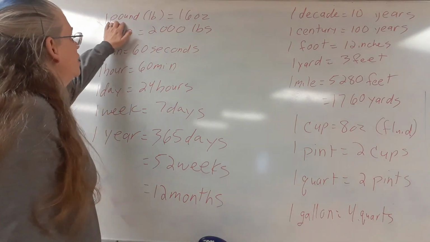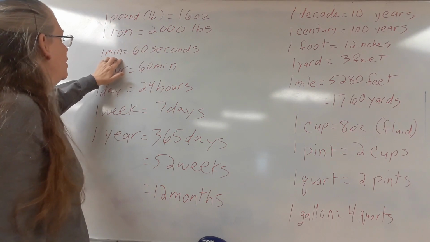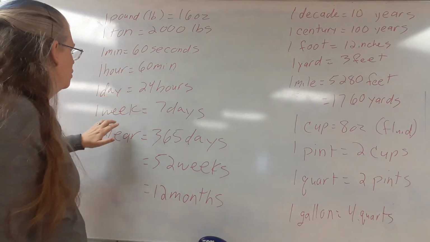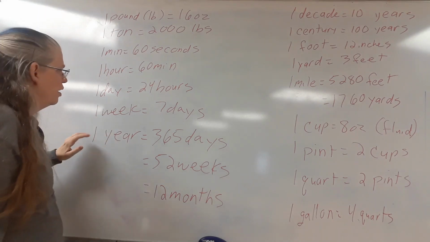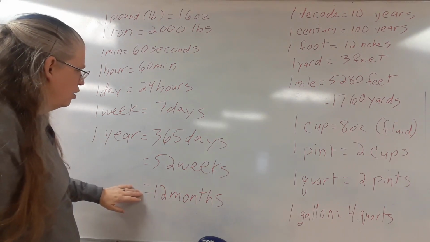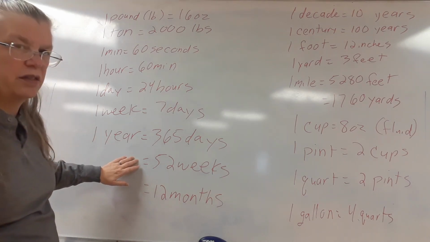We've got a pound is 16 ounces, a ton is 2,000 pounds, a minute is 60 seconds, an hour is 60 minutes, a day is 24 hours, a week is 7 days, a year is 365 days, 12 months, and 52 weeks.